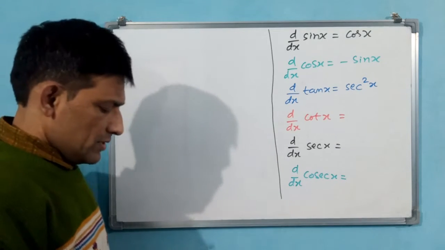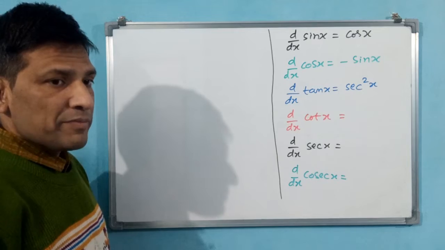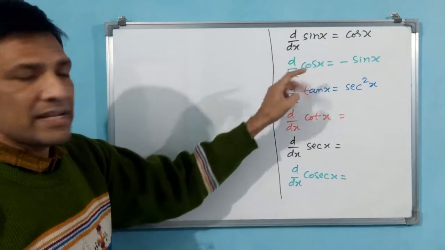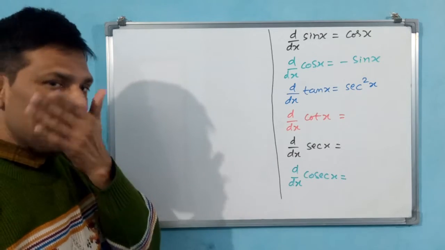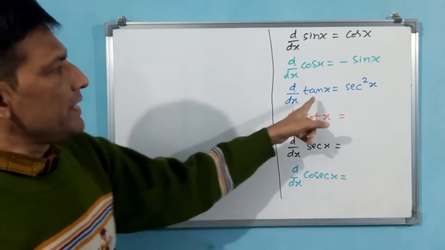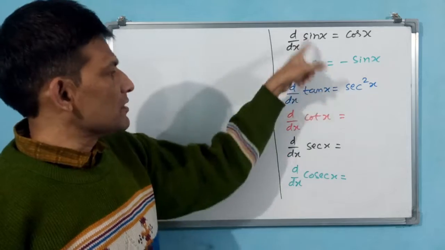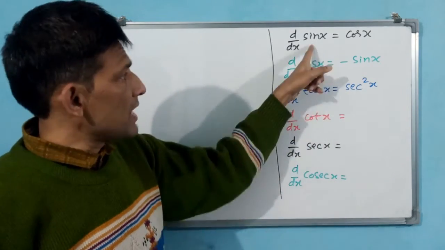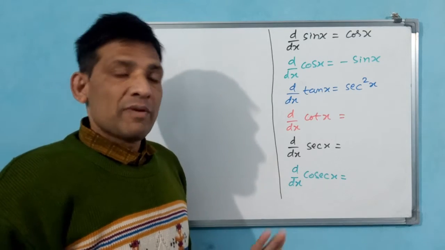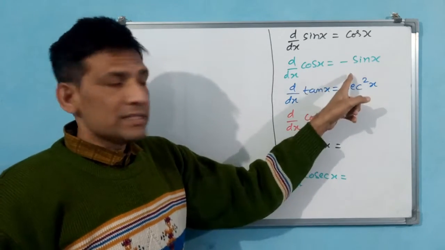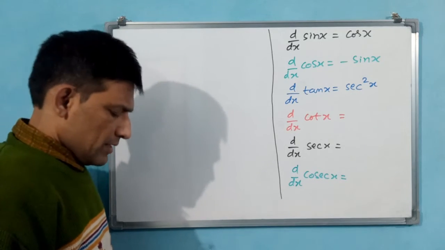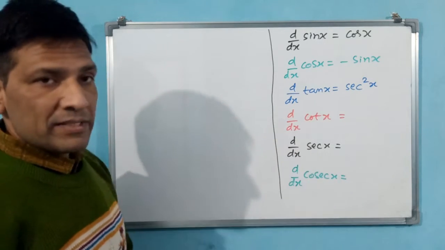See, if they ask from first principle, they only ask sin x and cos x. For the remaining, you can take sin x and cos x and derive these. Keep that in your mind. Tan x is sin by cos, cot x is cos by sin, secant x is 1 by cos, cosecant x is 1 by sin. Sin and cos you have to know from first principle. These two I have already done, and this also I did in the last class. Let me do cot x, d by dx cot x.